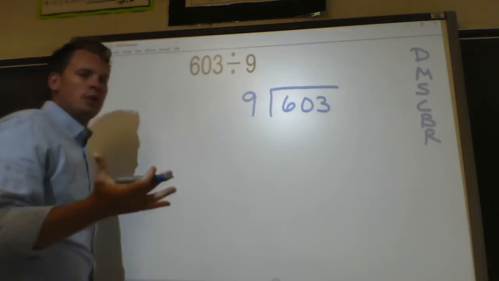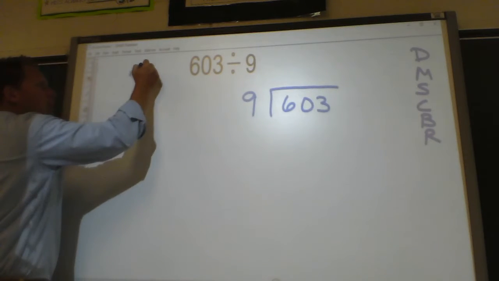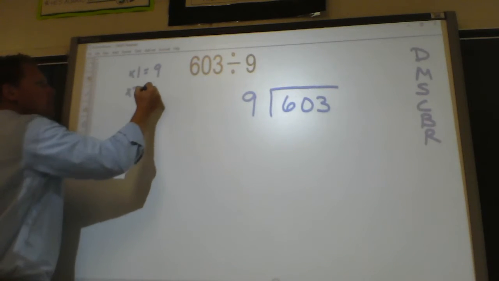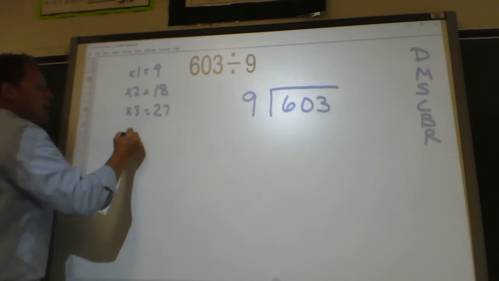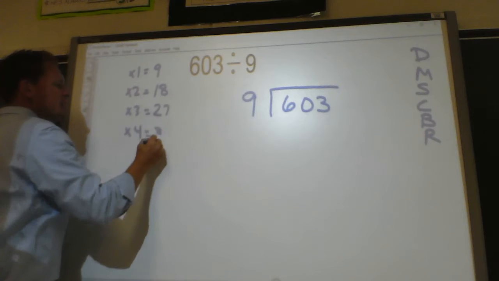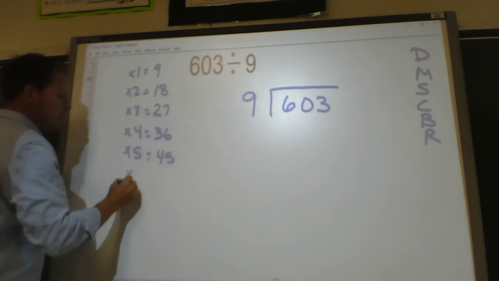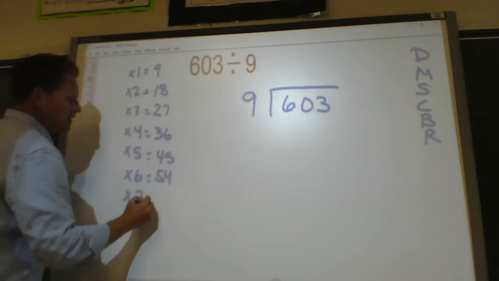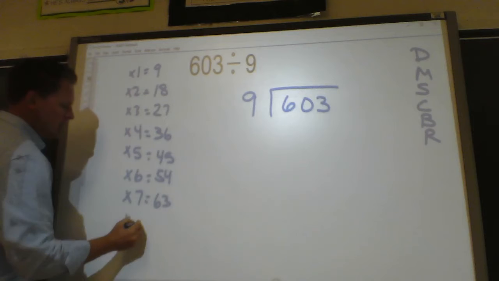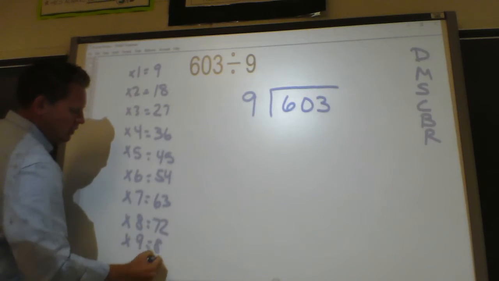Okay, if you struggle with your times tables, if you struggle with your 9 times tables, right: 9 times 1 equals 9, times 2 equals 18, times 3 equals 27, times 4 equals 36, times 5 equals 45, times 6 equals 54, times 7 equals 63, times 8 equals 72, times 9 equals 81.